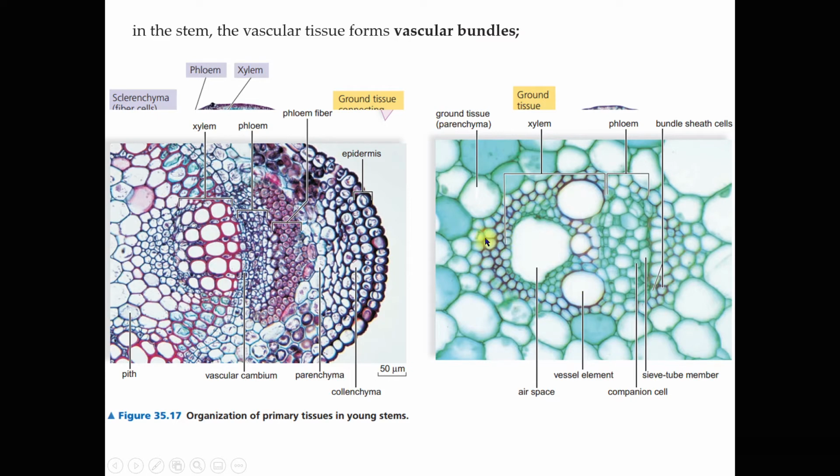Okay. So, in a eudicot, close up, these are the xylem. This is the phloem, right? Between xylem and phloem is the vascular cambium, obviously. And this is the phloem sclerenchyma. To be more specific, phloem fiber. So all these form the vascular bundle in the stem of a eudicot.